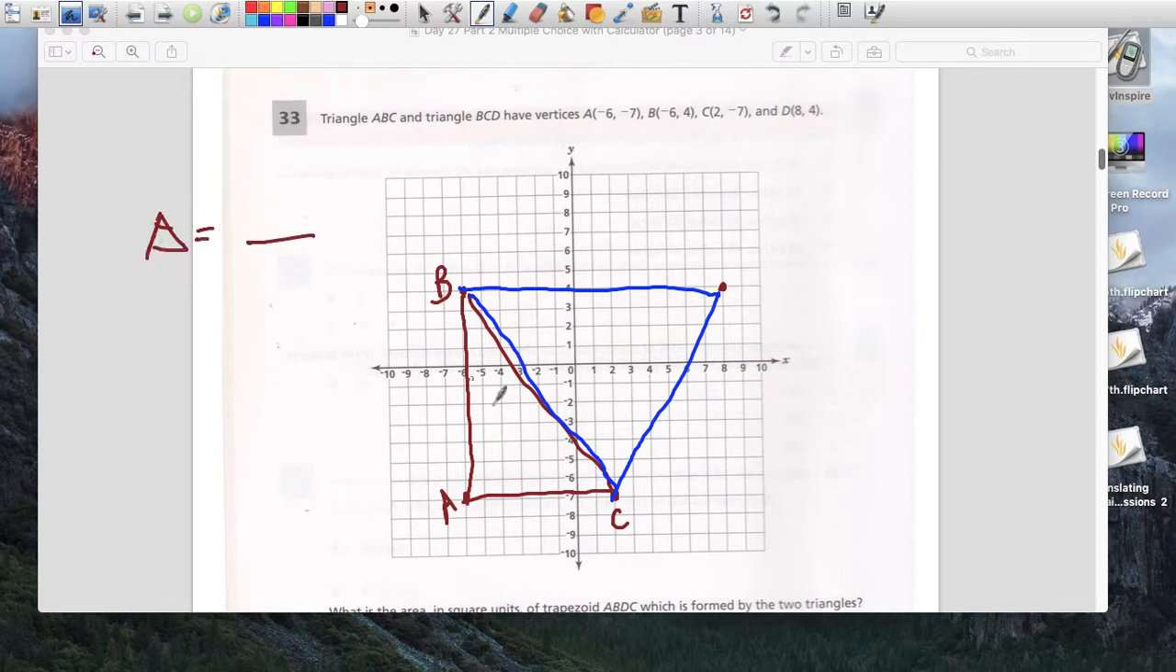Base times height divided by 2. The base is this, from A to C. So this is 1, 2, 3, 4, 5, 6, 7, 8 base. My height is from A to B. So it's 7 over here plus 4 over here, so it's 11. Divided by 2, 88. That's going to give us 44 units squared.